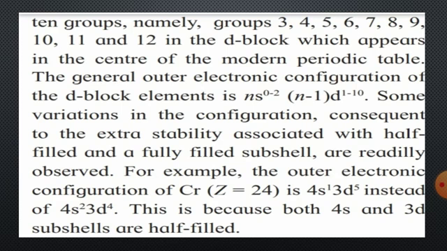Fine. For example, here the example has been given. The outer electronic configuration of chromium, atomic number 24, is 4s1 3d5. Here you see, as per the Aufbau principle, the outer electronic configuration should be 4s2 3d4. But due to extra stability of half-filled and completely filled subshells, here you see 4s1.